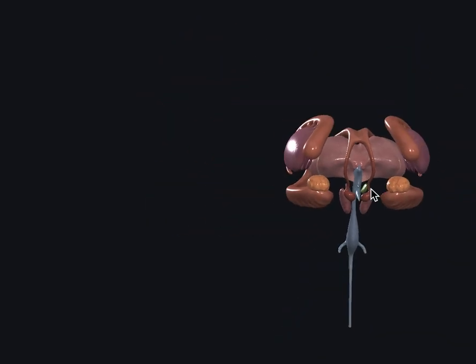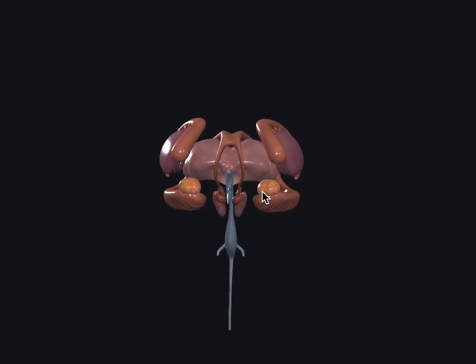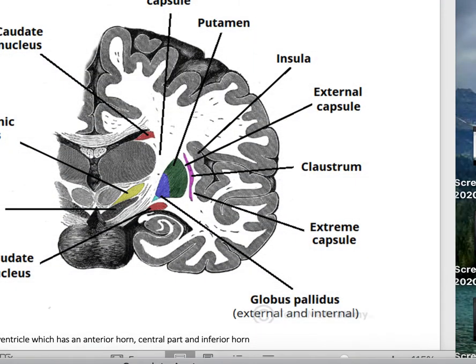I forgot to mention the claustrum nucleus. The claustrum, we can't really see it here for whatever reason. This application doesn't have it included, but I have a picture here pulled up. The claustrum has an unknown function. We don't know what it's for, but it lies lateral to the putamen.